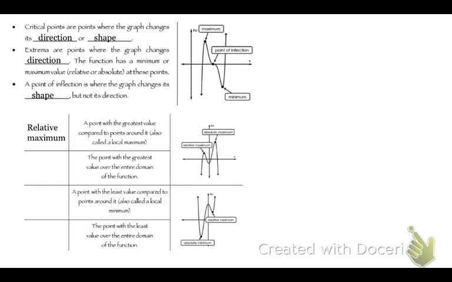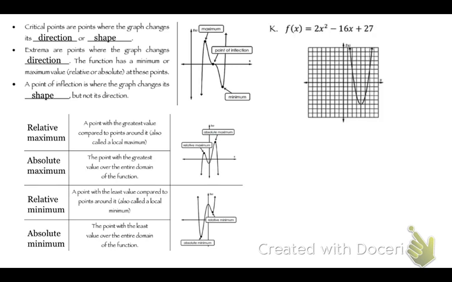So relative maximum, that is where it's not the maximum of the entire graph, but it's a maximum compared to the graph or to the points around it. Absolute is the highest on the entire function. Same thing with minimum. It's the lowest compared to the points directly around it, or it's the very, very lowest. Okay? So if we look at this graph, this has an absolute minimum at 4, -5.